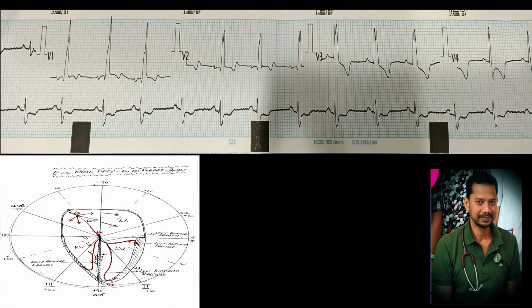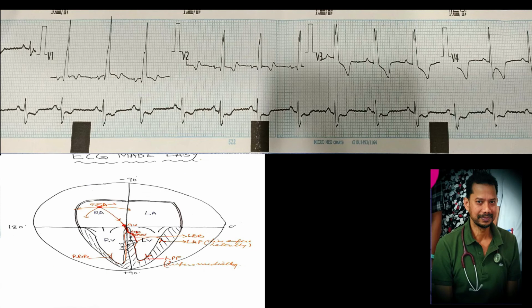Now you should always wonder why RSR dash is formed in right bundle branch block. As we know, the interventricular septum is the first of all in the ventricles that gets depolarized. So the first R wave is because of the depolarization of the interventricular septum. As we know, V1 and V2 are right oriented leads, that is they are looking at the right ventricle, and the interventricular septum is always depolarized from left to right.